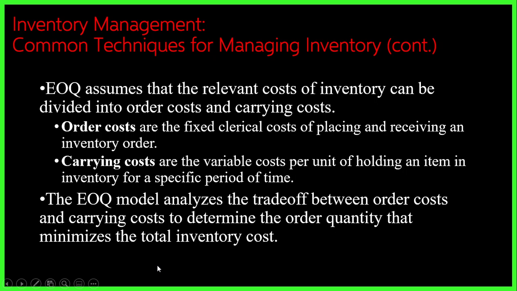Okay. Wait lang, as of this point, I want to emphasize one thing. We are not saying that the inventory cost can be divided only into two types, the order cost and carrying cost. We are referring to relevant inventoriable cost. So aside from the cost of your inventory, okay, there are other inventoriable costs kasi, like your ordering cost and your carrying cost. What is an order cost?